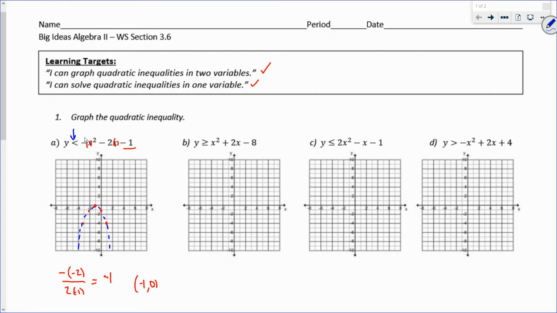Now the next thing is, being an inequality, it means there's a whole solution region. When we say less than, it means it's under the vertex. So really what our shaded region is going to be is right in here.